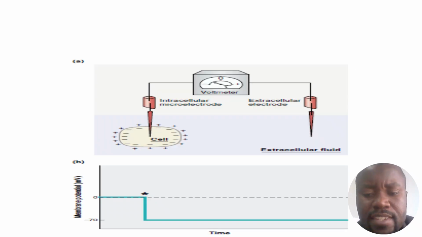There are devices that we can use, microelectrodes, that can be used to measure the voltage across the cell membrane. And we will find that actually it's a small voltage. Because it's a small voltage, we will not measure it in volts, but in millivolts, a thousandth of a volt.